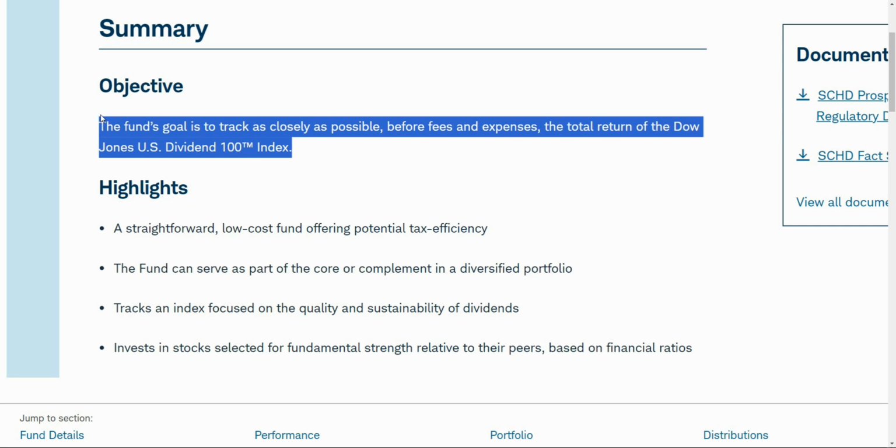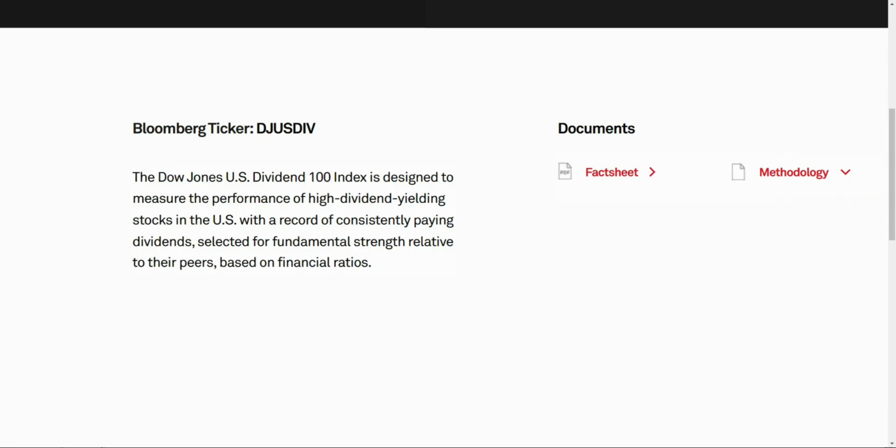So the fund's goal is to track as closely as possible, before fees and expenses, the total return of the Dow Jones US Dividend 100 Index. And this methodology is pretty good. So overall, a lot of dividend ETFs have a sort of methodology that is relatively simple. This methodology is a bit more complex.